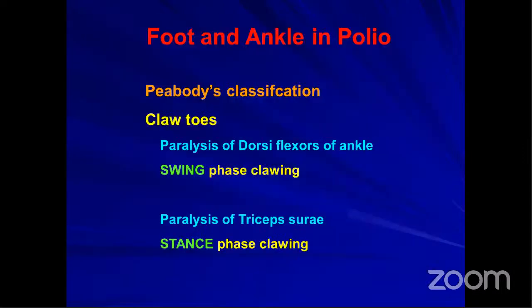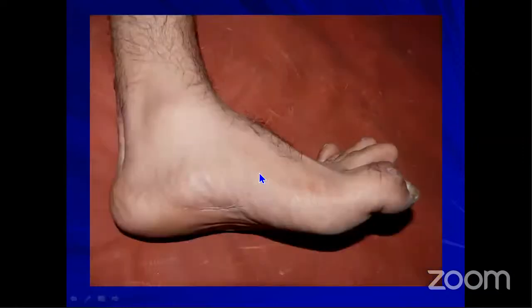This is what it is. Swing phase clawing and stance phase clawing. That's the clawing that you see here. The tibialis anterior is weak, and that is what you have. So the usual procedure that was done for this was to recommend a Jones procedure.